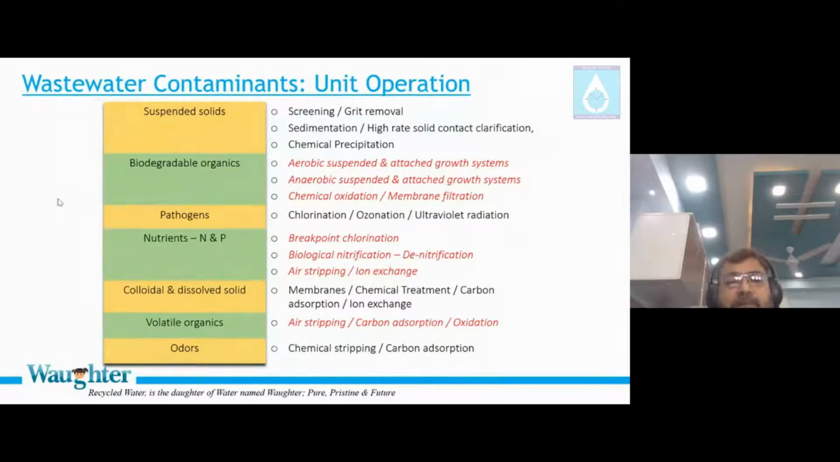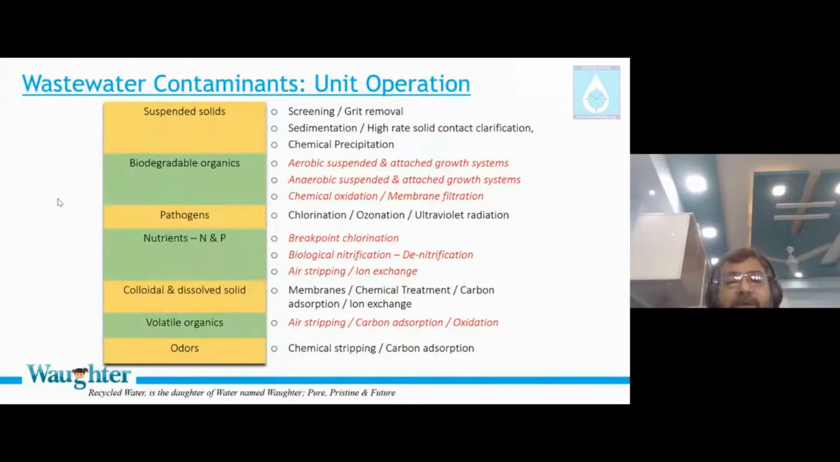The nutrients, NNP. Here NNP nutrients removal one can achieve by something called breakpoint chlorination. Like you put so much chlorine that all your amines are converted into chloramines. So when you convert all the amines into chloramines, then it's a breakpoint chlorination. Otherwise, you can do biological nitrification or denitrification. One can also use air stripping if there's a lot of inorganic ammonia. You can also use ion exchange if there is very little nitrogen or very little phosphorus.